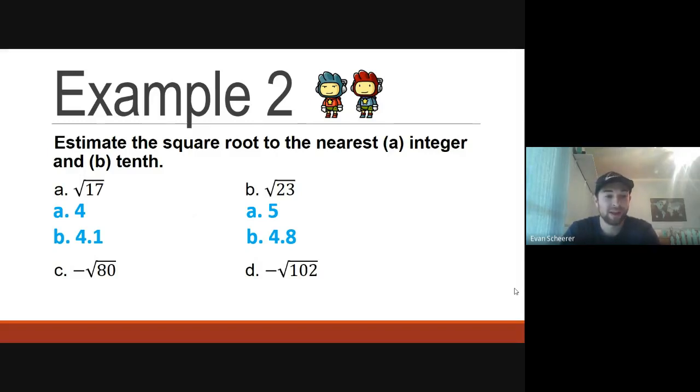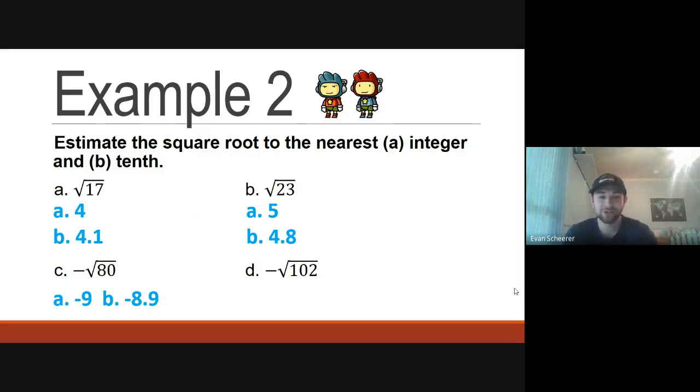Now, negative square root of 80. That's really close to the square root of 81. The square root of 81 is 9. 9 times 9 is 81. So it's not quite 9. If we did the nearest integer, we're going to put negative 9, because the negative's on the outside. But it's probably more like 8.9. Sorry, it's more like 8.99, which is really close to 9. So we're going to get negative 9 and negative 8.9.